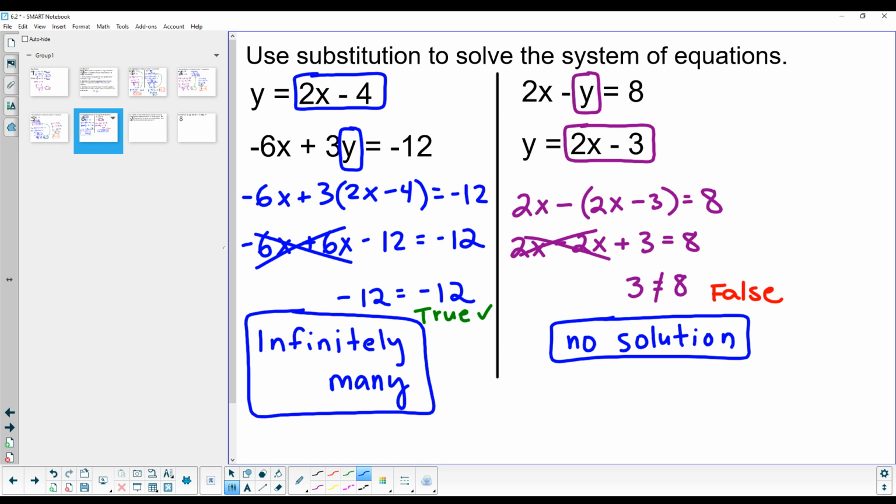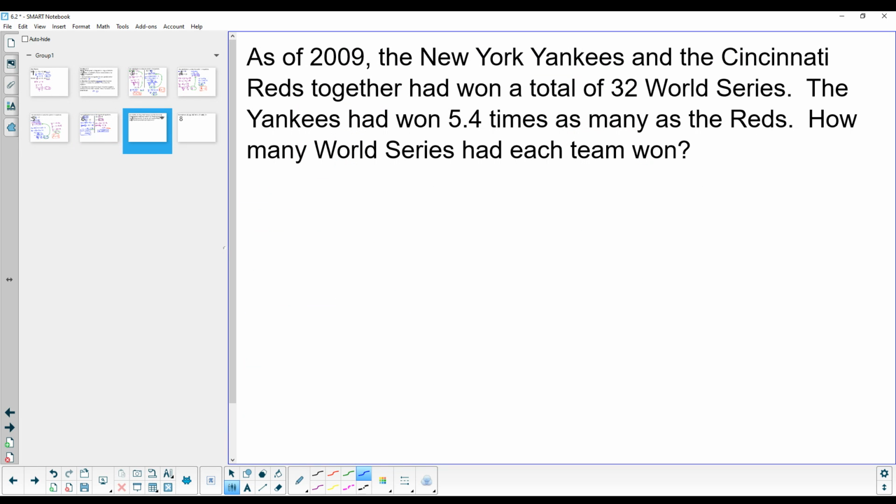Okay. Last one here is a word problem that we're going to look at. It says, as of 2009, the New York Yankees and Cincinnati Reds together had won a total of 32 World Series. The Yankees had won 5.4 times as many as the Reds. How many World Series had each team won?